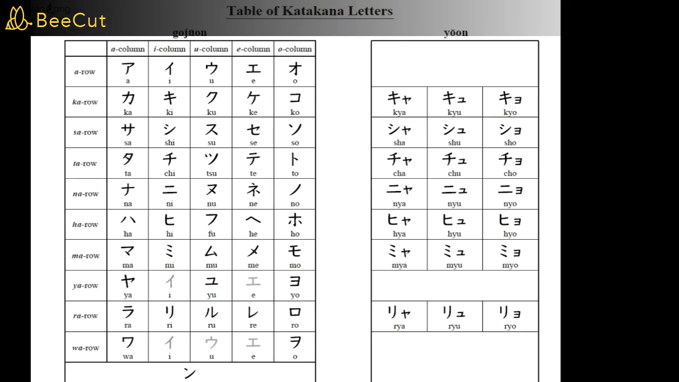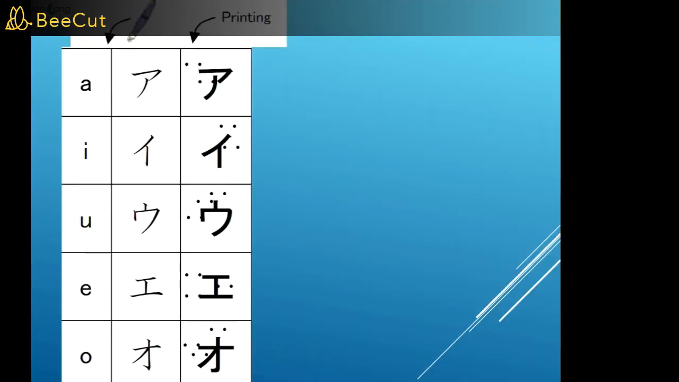So this is the table of katakana letters. You can say gojuon, yuon, right? We'll be learning in the next 4 days. Today our target is to learn the a group and the ka group, the a column and the o column too. All the remaining characters we'll be learning in upcoming videos.